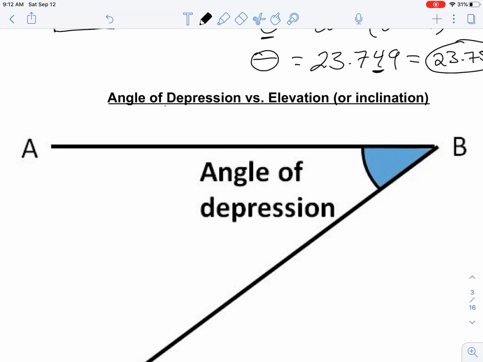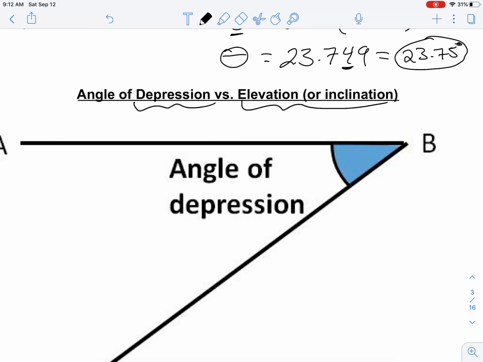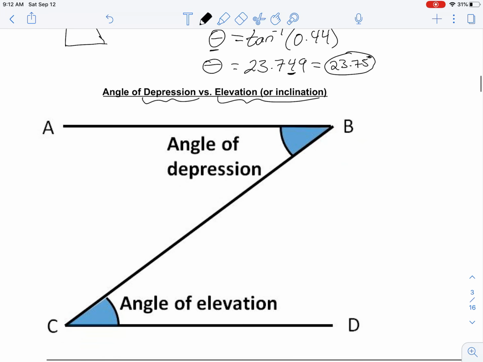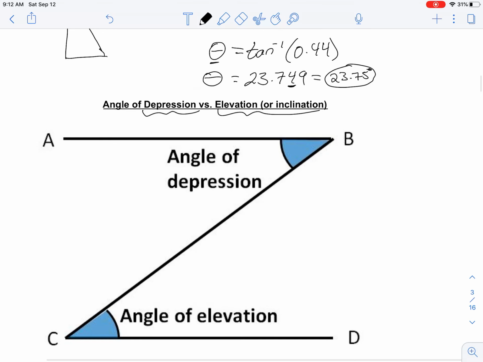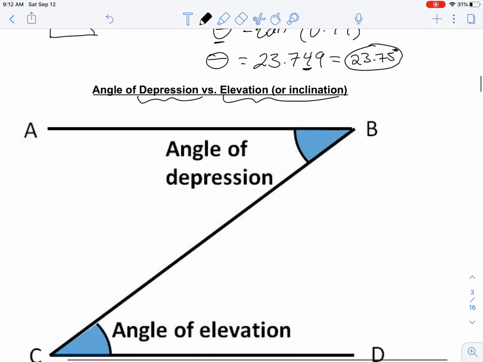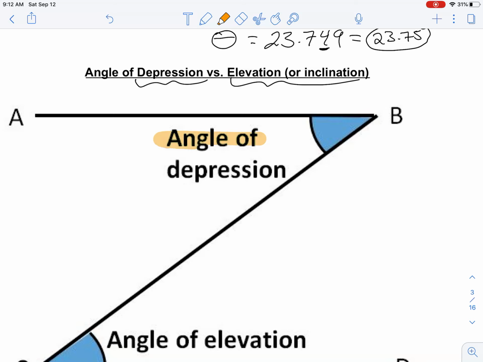Okay, on to angle of depression versus elevation or inclination. These are two words that you have to understand: angle of depression or angle of elevation. Another way to say it is inclination. You have to know how to imagine these. Your angle of depression, unfortunately the word depression we think of being down, right? It's kind of a sad way to think about things, but depression does mean to feel down, and that's putting it in a really lighthearted way. Obviously, it's much worse than that. Anyways, just think depression, down.